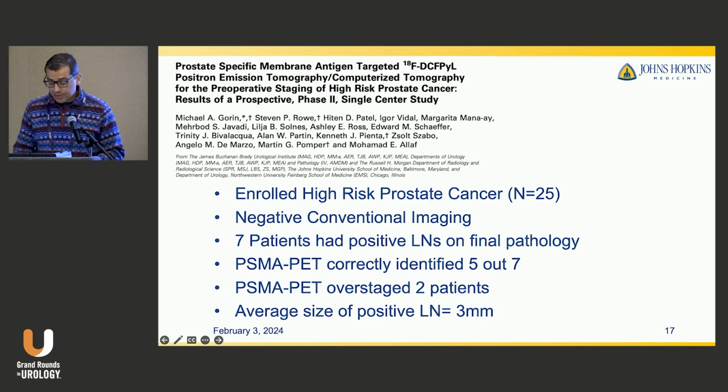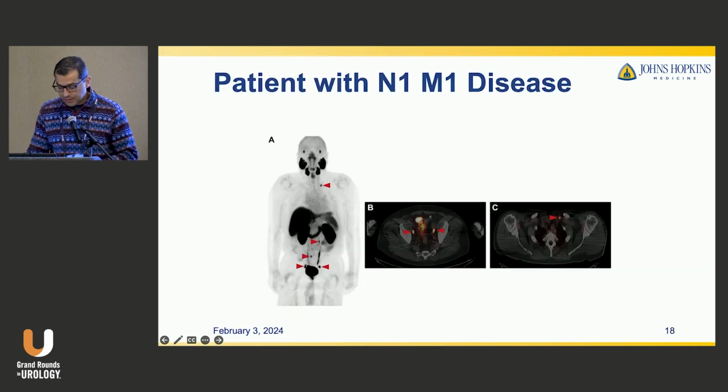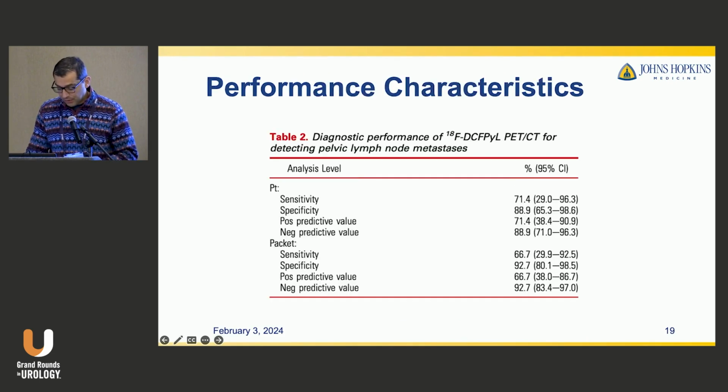Important to note that the average size of a positive lymph node is small, and that could account for some of the performance characteristics. This is a picture of what positive lymph nodes could look like on PSMA PET. And you could look at a reasonable sensitivity, a very good specificity, and the positive predictive values and negative predictive values.